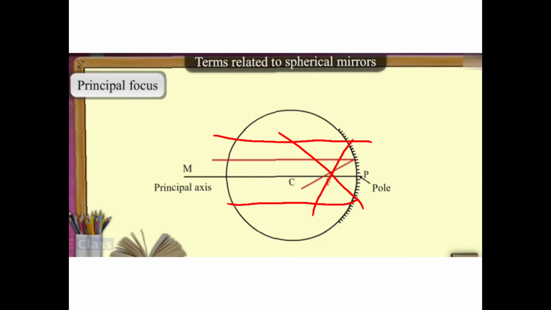And children, the distance between the pole and the focus is called the focal length. Which one am I talking about? This and this. Focus और इसके बीच का जो distance है, that is called the focal length. And remember, this focal length is half of the radius of curvature of the mirror. मतलब अगर suppose radius 10 है तो उसका focal length आएगा 5. I hope you know about the radius.